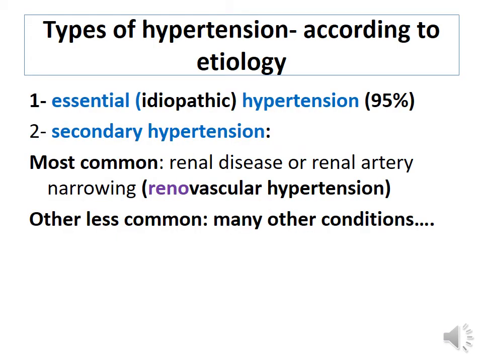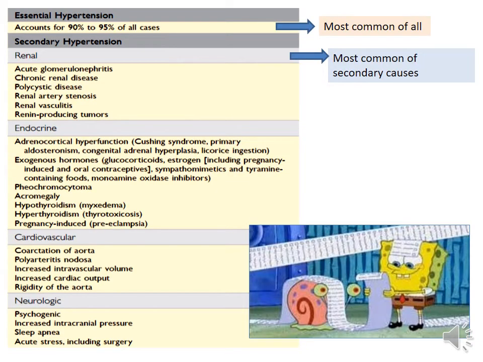Once again, hypertension can be classified according to etiology into essential or idiopathic hypertension and secondary hypertension. Most of the cases belong to essential hypertension, 95% of all. Secondary hypertension most commonly is related to renal disease or renovascular disease. That's why it's called renovascular hypertension. Other less common things might lead to secondary hypertension. As you can see here, the list is very long. It contains many things like renal conditions, endocrine conditions, cardiovascular disorders, and even neurological disorders.